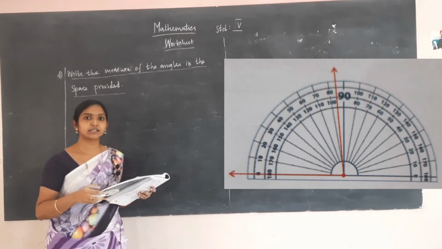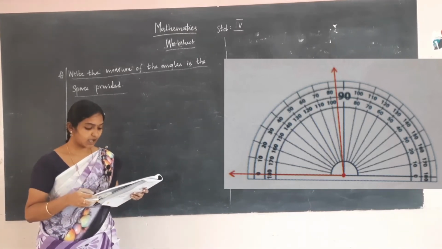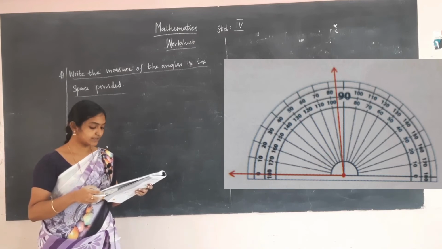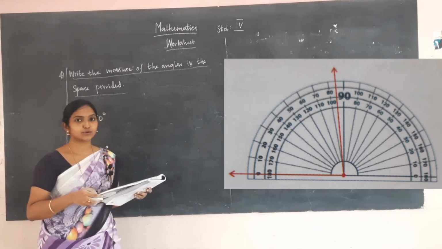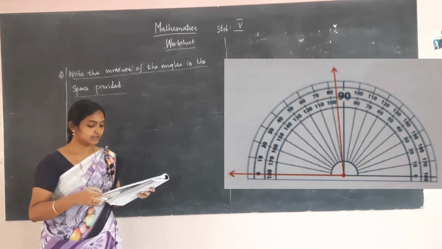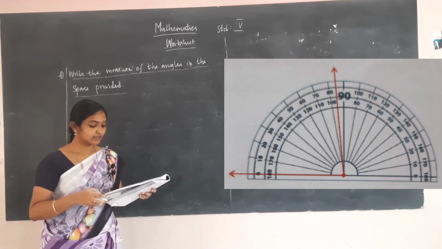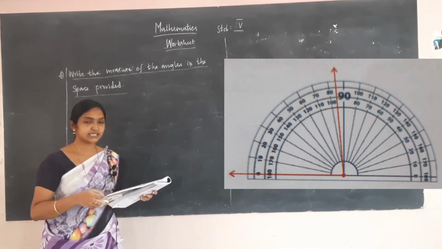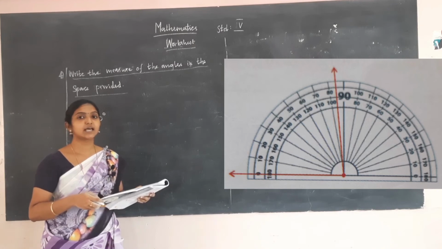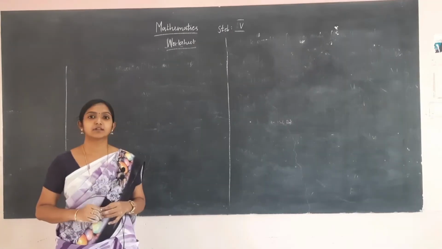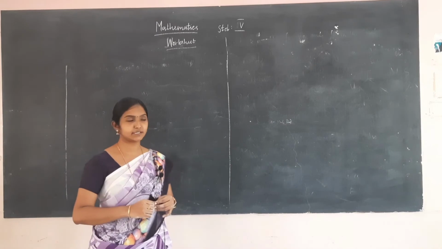We have to look at the outer scale because the arm is coinciding with outer scale 0. The arm is ending in between 80 and 90. So the degree is 85 degree. Now let us revise this chapter.